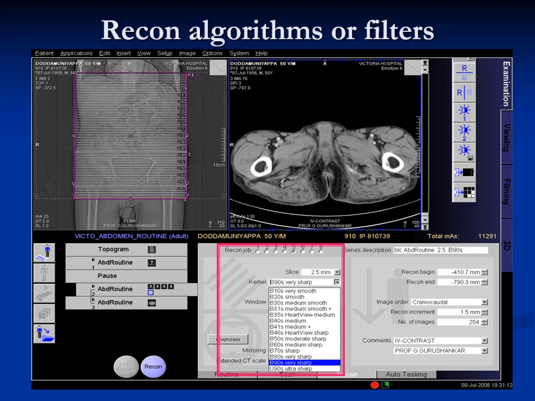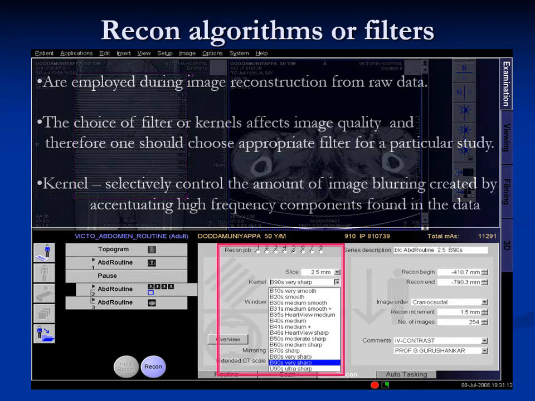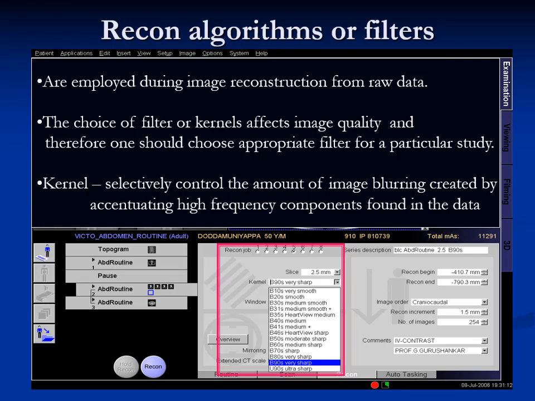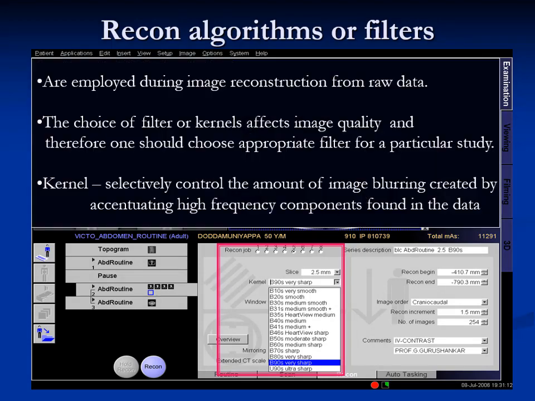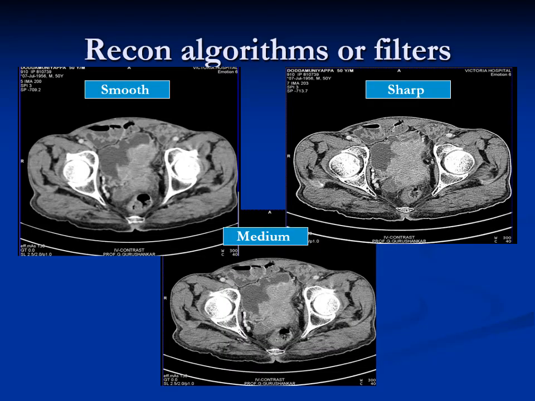Recon algorithms or filters are employed during image reconstruction from raw data. The choice of filter or kernel affects image quality, and therefore one should choose an appropriate filter for a particular study. Kernels selectively control the amount of image blurring created by accentuating high-frequency components found in the data. Smooth, sharp, medium.